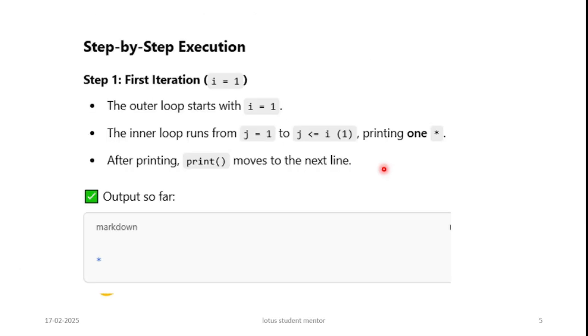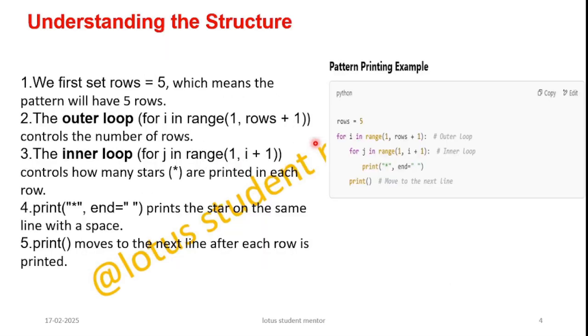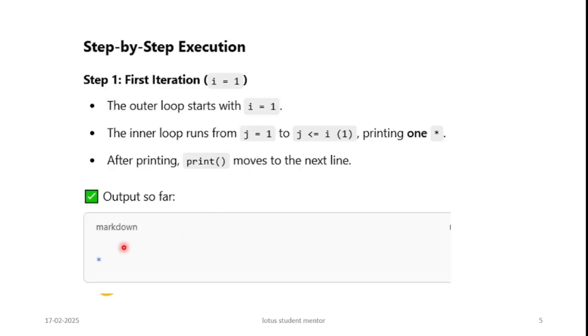Let us see. What is the first iteration? First iteration, i equal to 1. The outer loop starts with i equal to 1. The inner loop j equal to 1, and here i plus 1, that means 1 to 2, where 2 is excluded. What will be printed? 1. That means 1 star will be printed in the first iteration. Printing moves to the next line. This print is there, so it goes to the next line. That means we are on the second line.